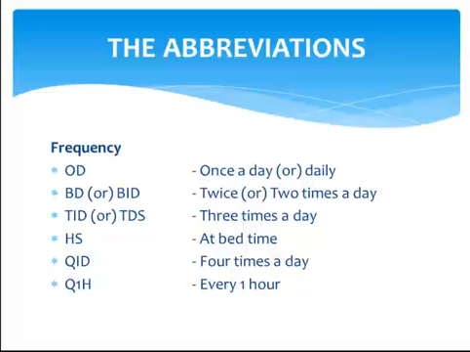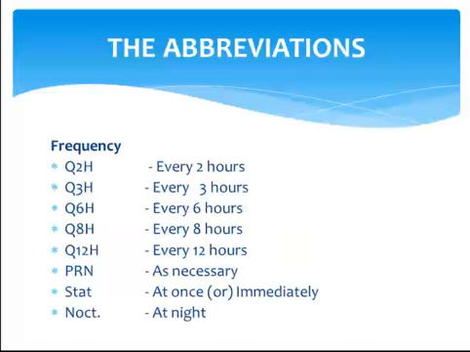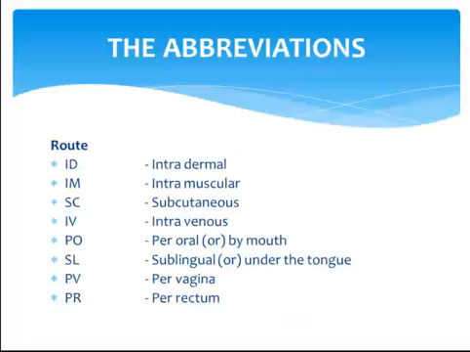Also, abbreviations are being used for the frequency of medication, such as OD means once a day or daily, BD or BID means twice or 2 times a day, TID or TDS means 3 times a day or thrice daily, HS means at bedtime or at hour of sleep, QID means 4 times a day, Q1H means every hour, Q2H means every 2 hours, Q3H means every 3 hours, Q6H means every 6 hours, Q8H means every 8 hours, Q12H means every 12 hours, PRN means as necessary or as needed, STAT means at once or immediately, and NOC means at night.